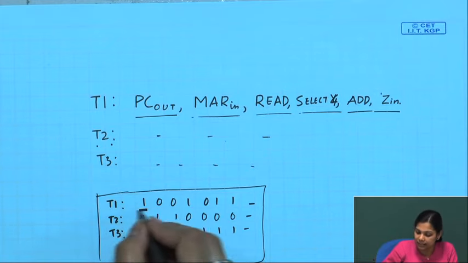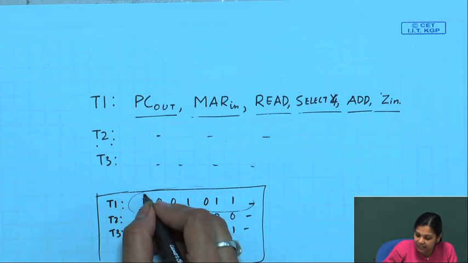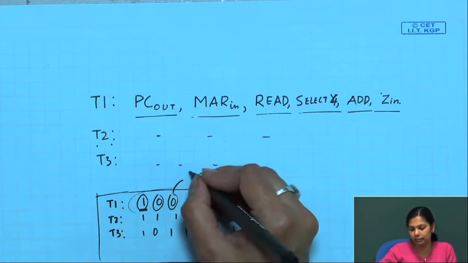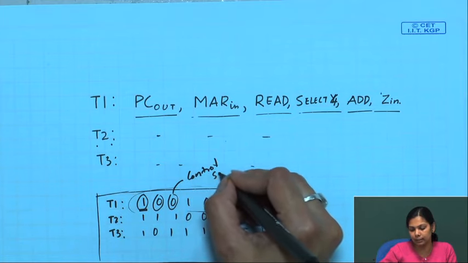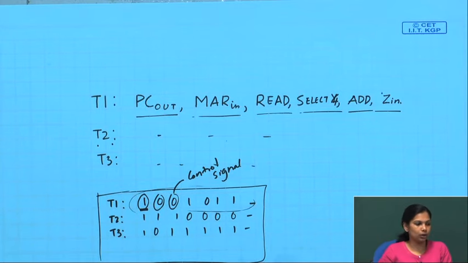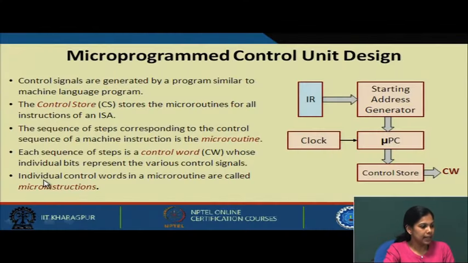Each control word has individual bits that represent the various control signals. So, these are individual control signals that are on or off. That means it is either active or not active. And individual control words in a micro routine are called micro instructions. Now, let us see this.